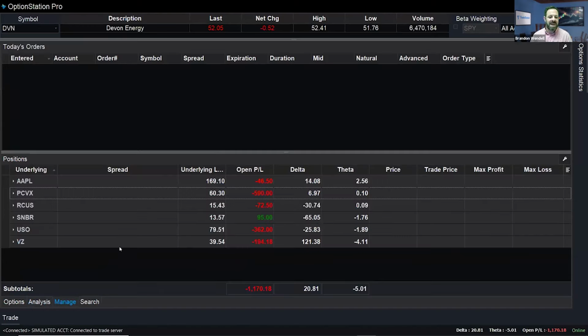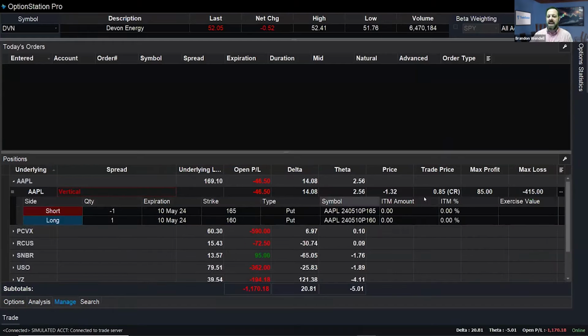So if I go to my manage, these are all just simulated trades we threw in a while back. And let's see, the trade price was an 85-cent credit. So the maximum profit on that Apple spread, again, it's a bull put spread, was $85. The maximum loss is 415 bucks. Just because that's the maximum doesn't mean you have to take that. A couple things we can do to protect this spread if we want to.